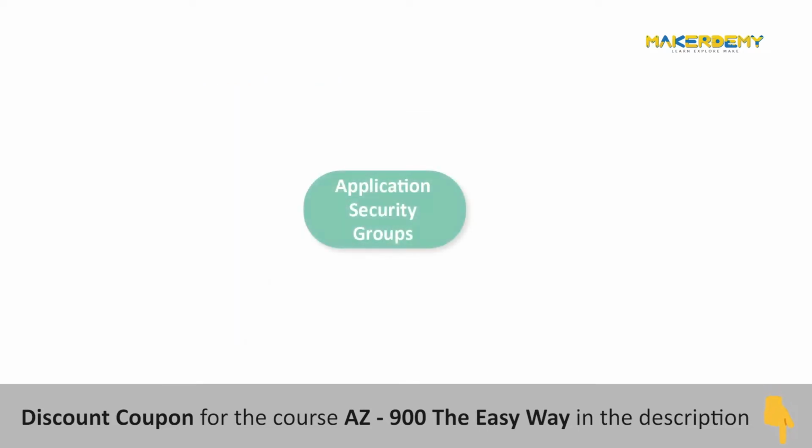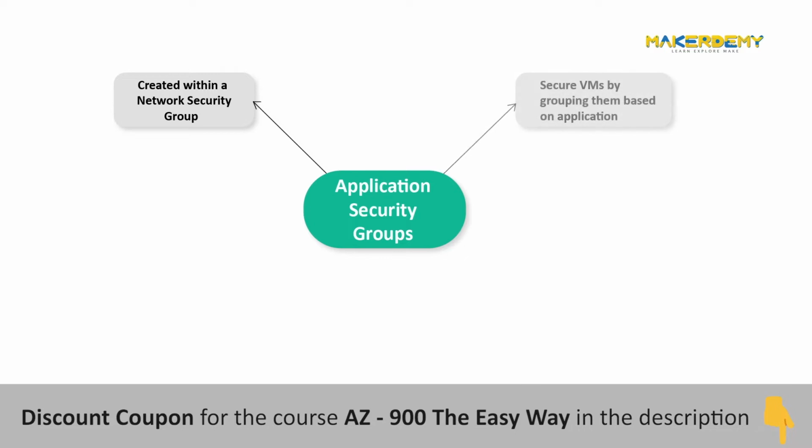Azure Application Security Groups can be created within a network security group. It helps you secure the virtual machines by grouping them based on the application that runs in them. It is a feature using which application-centric network security groups can be created.